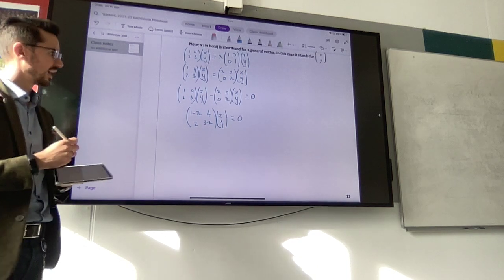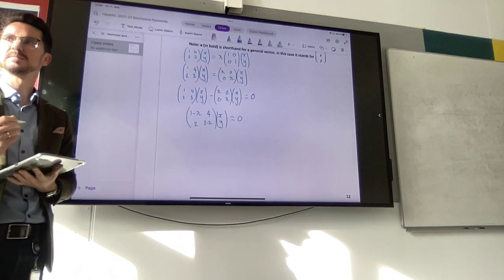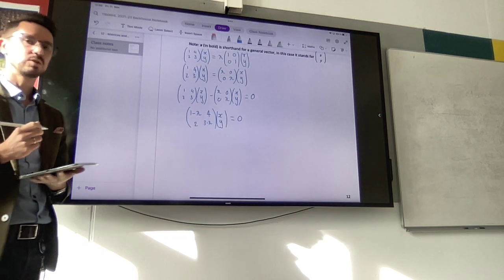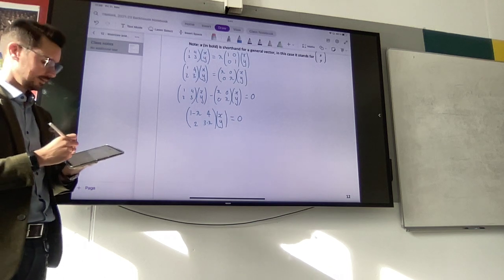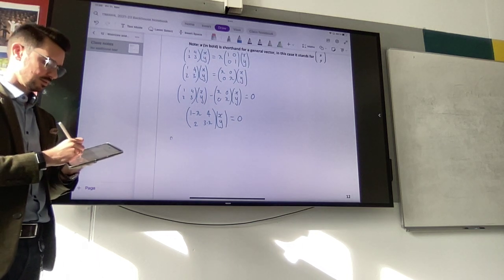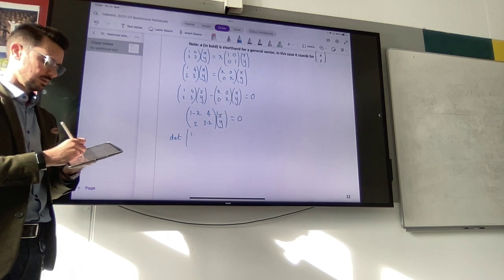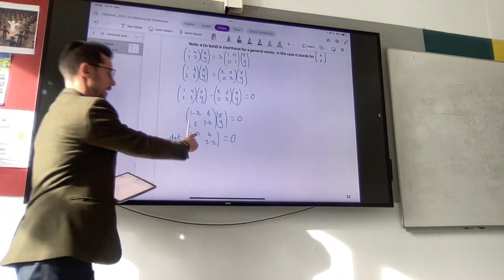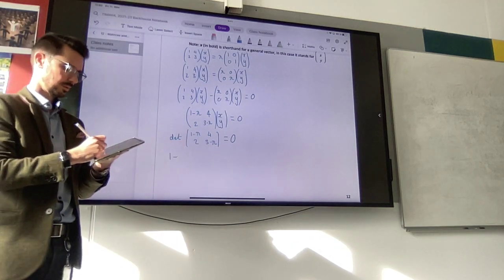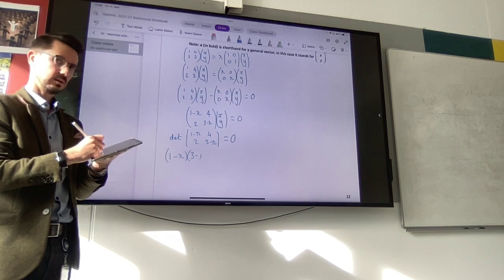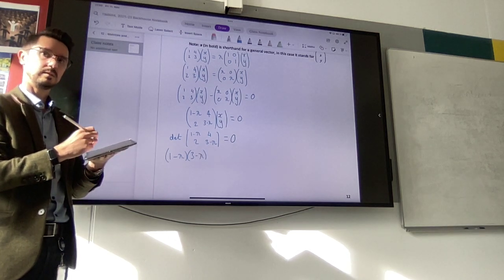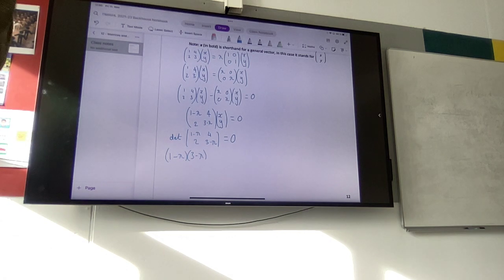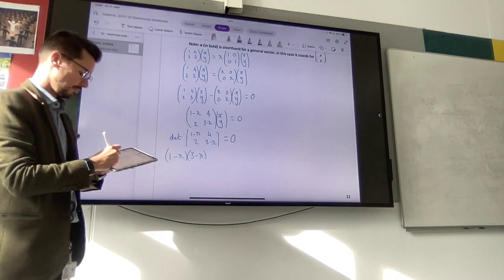How do we find the determinant of it? AD minus BC. Okay. So the determinant is equal to 0, which is AD minus BC. If you don't know how to calculate it, you just put the lines on the side of it, say if you're doing a 3 by 3, because that's what it says here. Does that make sense? Okay.